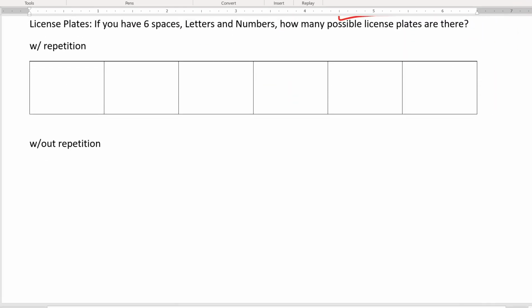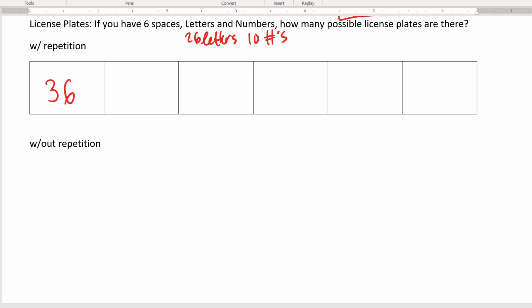License plates. If you have 6 spaces, numbers, and letters, how many possible license plates are there? Well, generally with license plates, we have 26 letters. We don't do upper and lowercase, and we have 10 numbers, ranging from 0 to 9. Okay? So if I am going to this first space, we have 26 letters and 10 numbers. That allows 36 options for that.